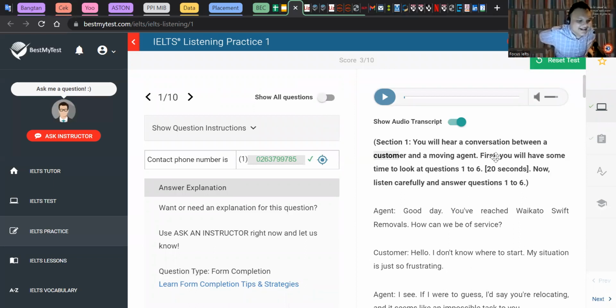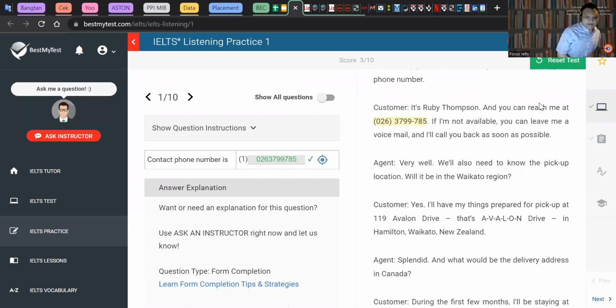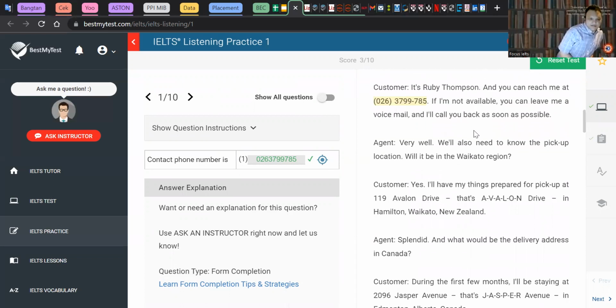Yeah, so if we're looking at this bit, here the customer is Ruby Thompson, and she said you can reach me at 026 785. So if you hear double or triple, it means that double means 2 and triple means 3. So let's say that I say 999, that means 999. Double nine means 99. You did well here, so well done.